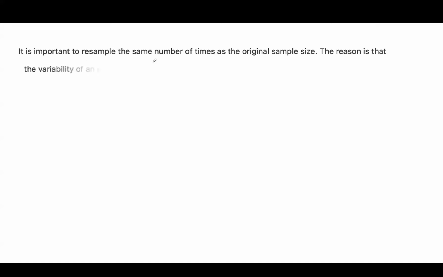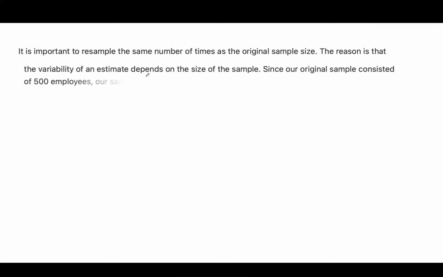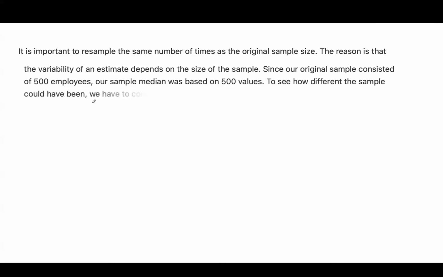What's the reason behind it? The reason is that the variability of an estimate depends on the size of the sample. Since our original sample consisted of 500 employees, our sample median was based on 500 values. To see how different this sample could have been, we have to compare it to the median of other samples of size 500.